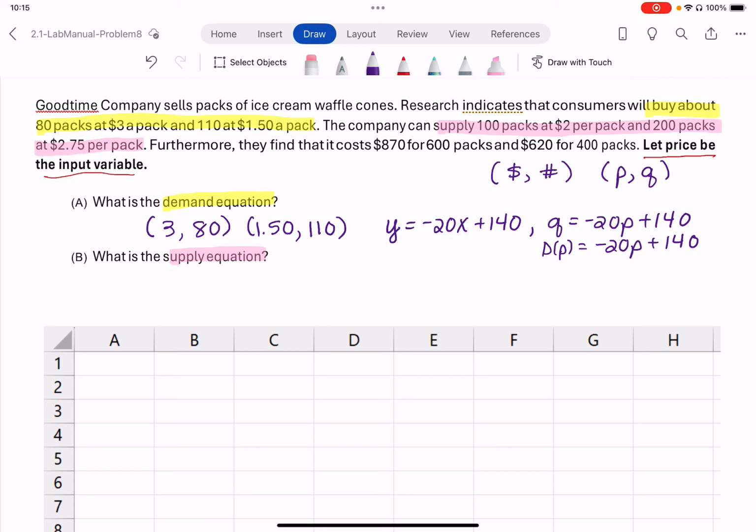Then you're going to repeat the process for your supply, and with your supply, you want to use the points 2, 100, and 2.75, 200. Plot the points, do the row column switch if necessary, and get that linear trend line. This should be what Excel gives you. And then you're going to want to think of that with the correct variables.